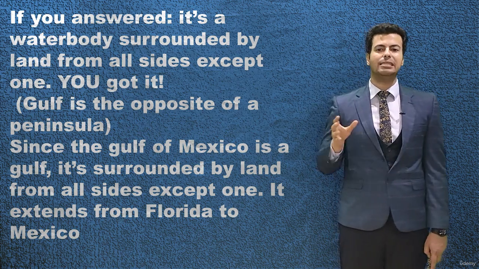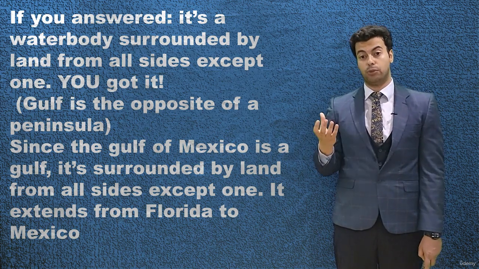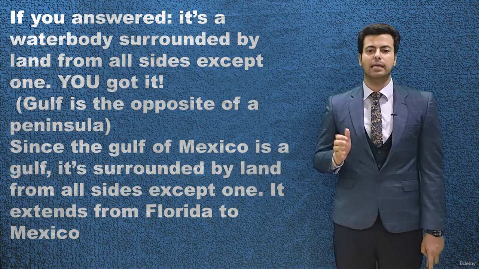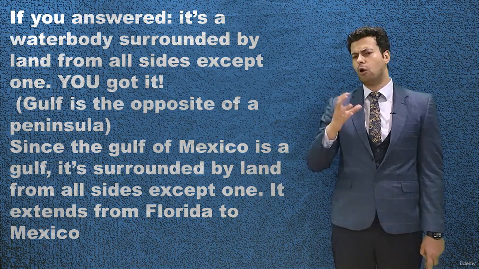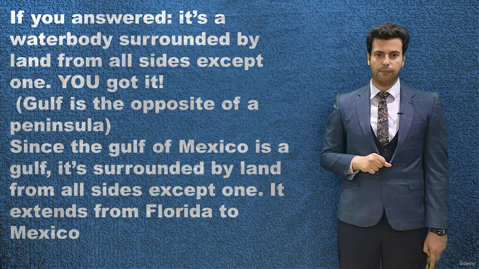And Gulf, by the way, is the opposite of the word peninsula, which is land surrounded by water from all sides except one. Gulf is the extreme opposite. Since the Gulf of Mexico is a gulf, it is surrounded by land from all sides except one. It extends from Florida to Mexico.